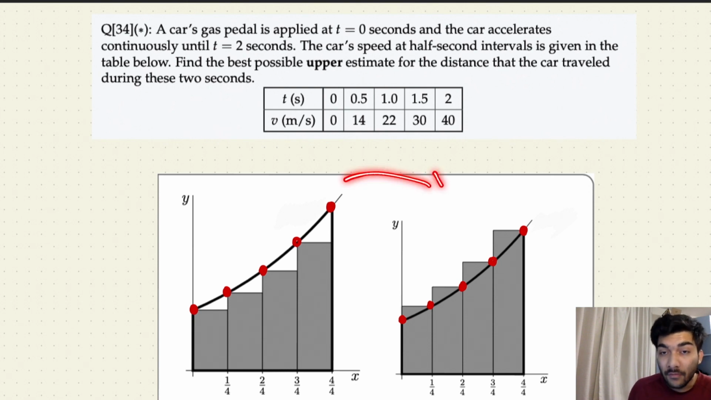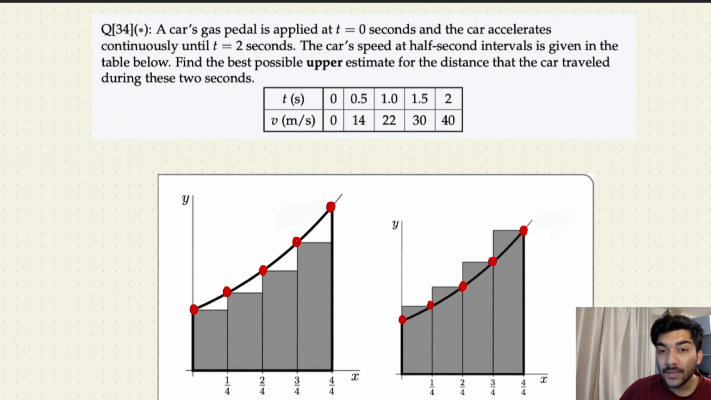If you have a graph which is decreasing, this underestimation and overestimation will swap places. So the left hand Riemann sum when your graph is decreasing will give you an overestimate, and if your graph is decreasing and you're taking the right hand Riemann sum, it will give you an underestimate. And I would highly suggest you to think over it and get a clear idea why this is the opposite case for a decreasing function.